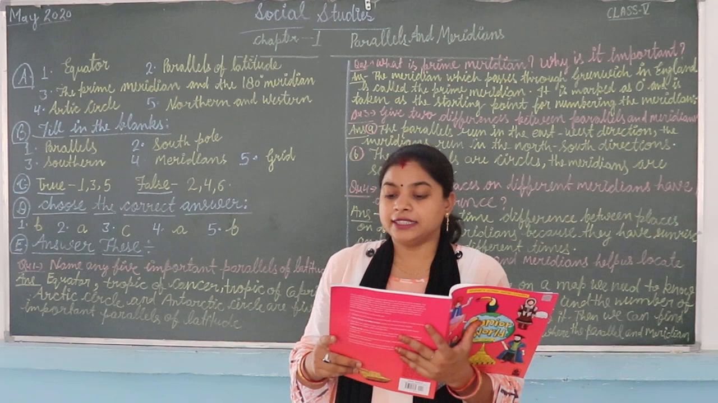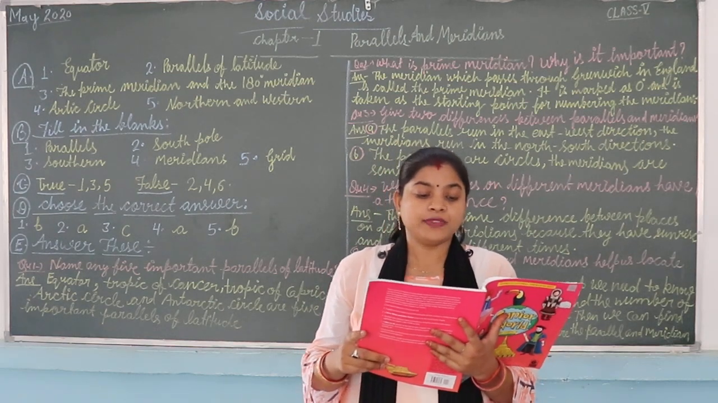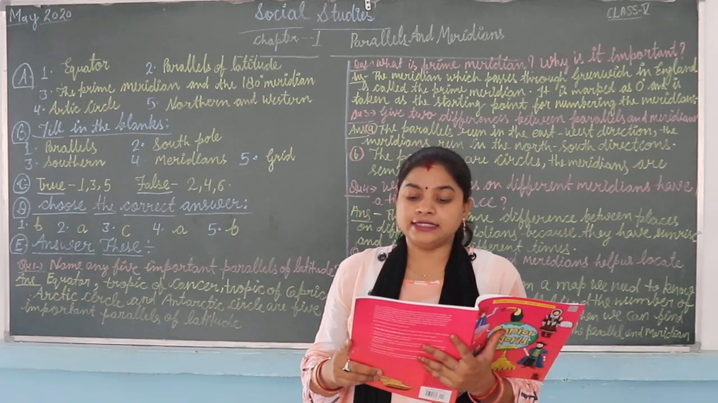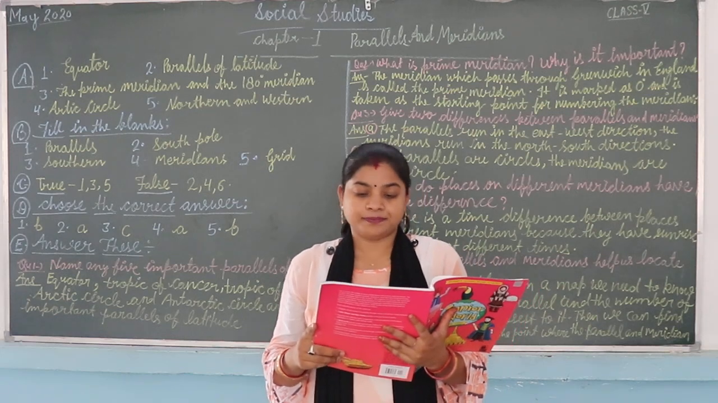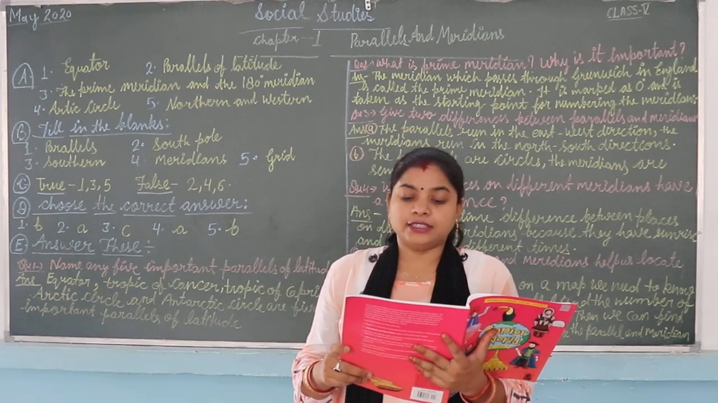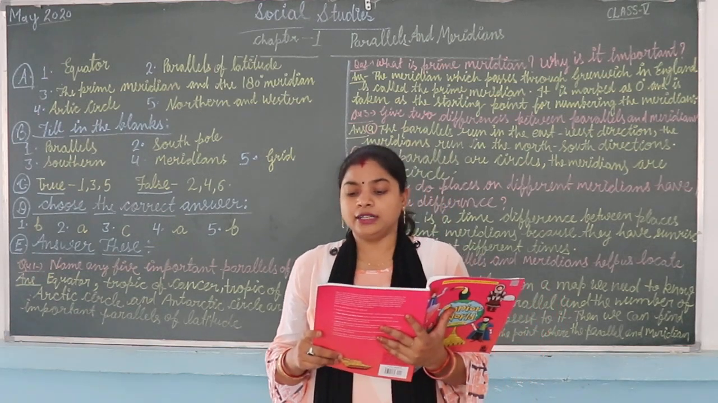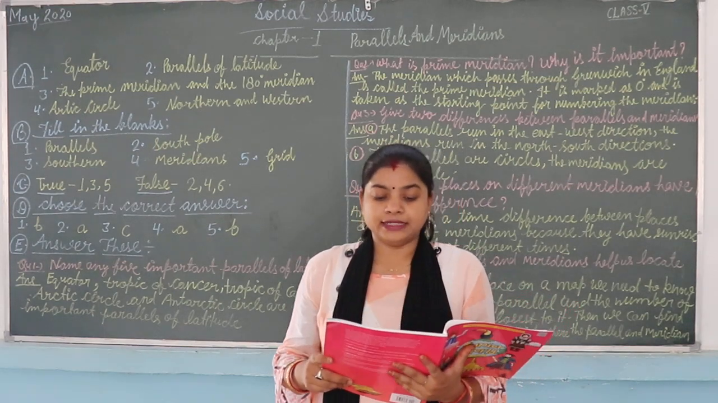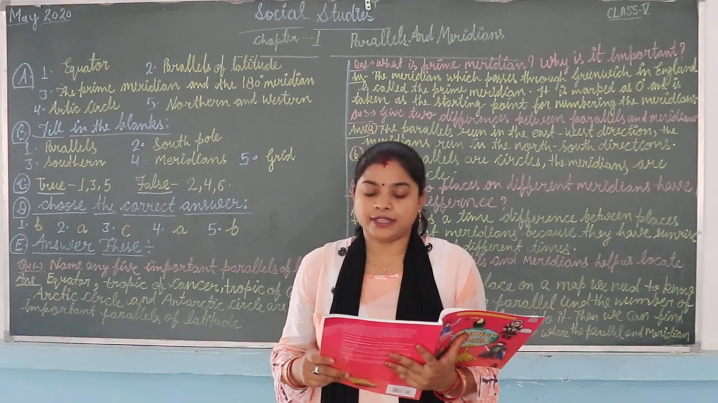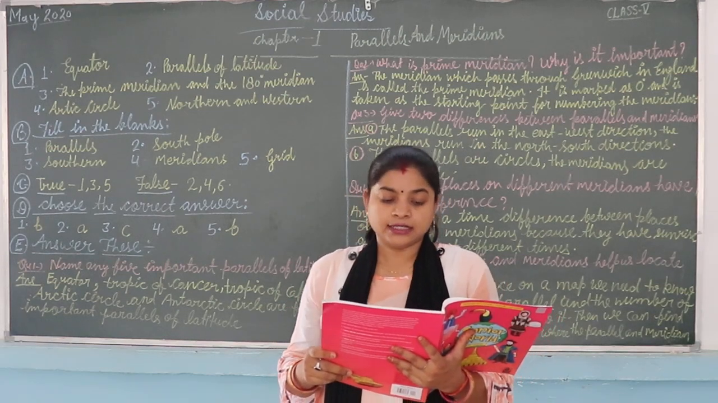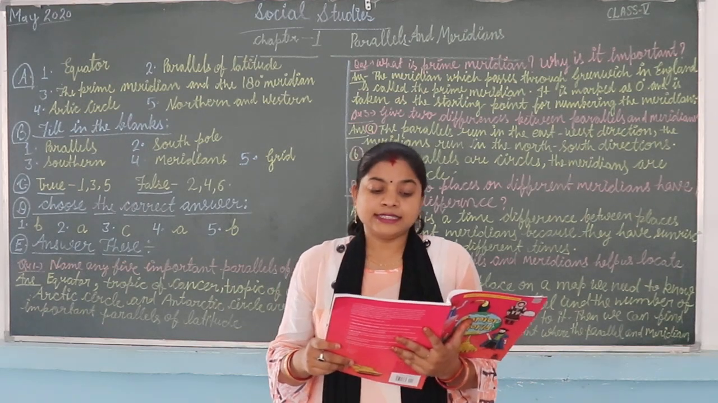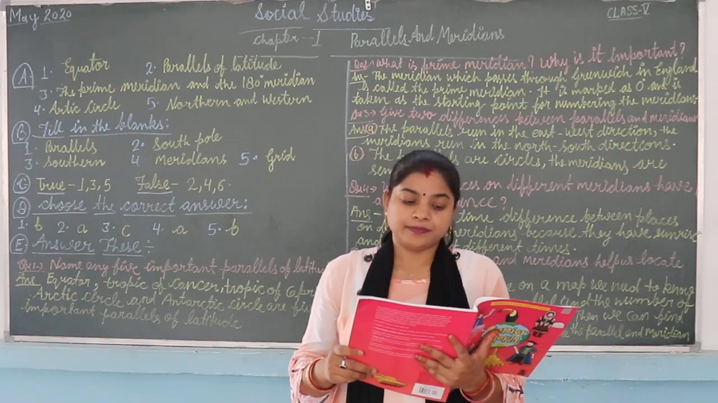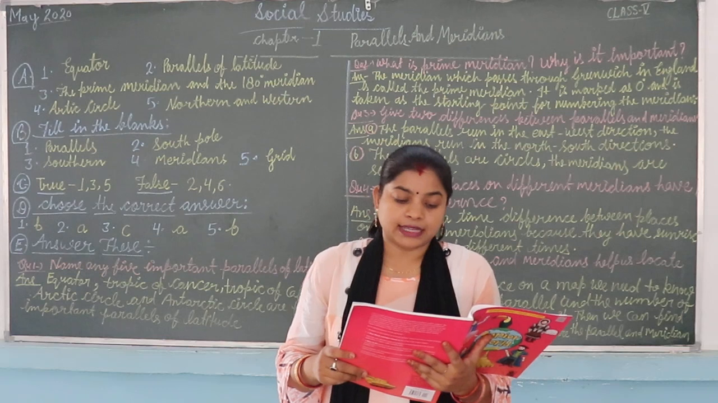The 180 degree east meridian is the same as the 180 degree west meridian. So, the 180 degree meridian has neither east nor west after the number. This meridian and the prime meridian together divide the earth into two equal halves. The half to the east of the prime meridian is the eastern hemisphere and the half to the west is the western hemisphere. Meridians and time.